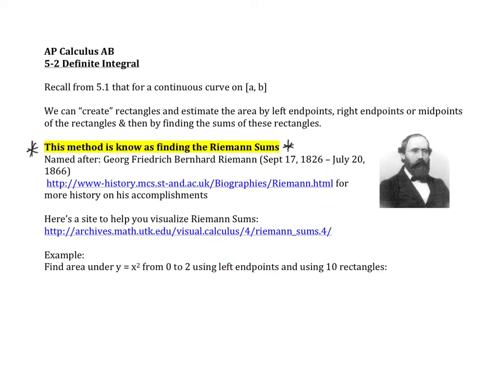So I'm going to start this lesson by doing a Riemann sum example, which is what we did in the last lesson, but we didn't call it that. Now we know the official name for it. It's called a Riemann sum. So let's take a look at this first example.